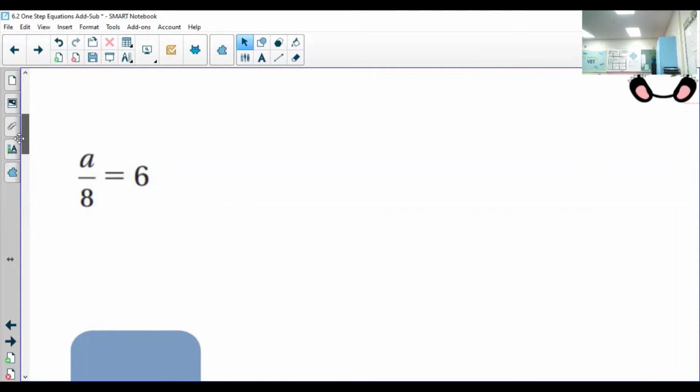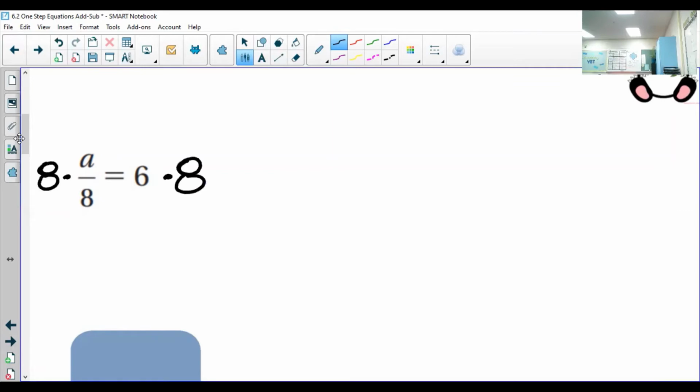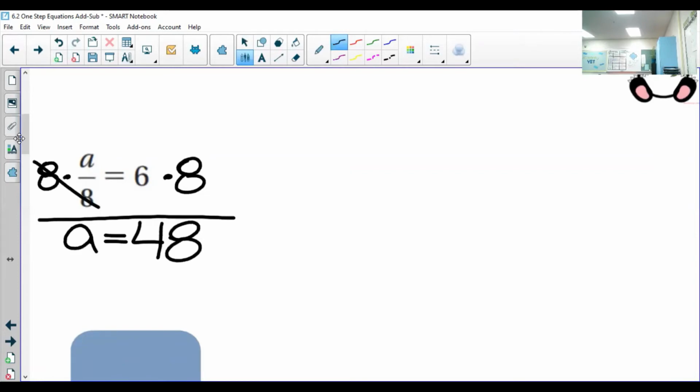A divided by 8 equals 6. Okay, so the 8 is with my variable, so I know I need to times by 8 on both sides. And I'm just going to write it like this. Okay, I'm going to draw my line. And what's going to cancel on my left side? The 8's. So I have A equals, what's 6 times 8? We know that's 48.